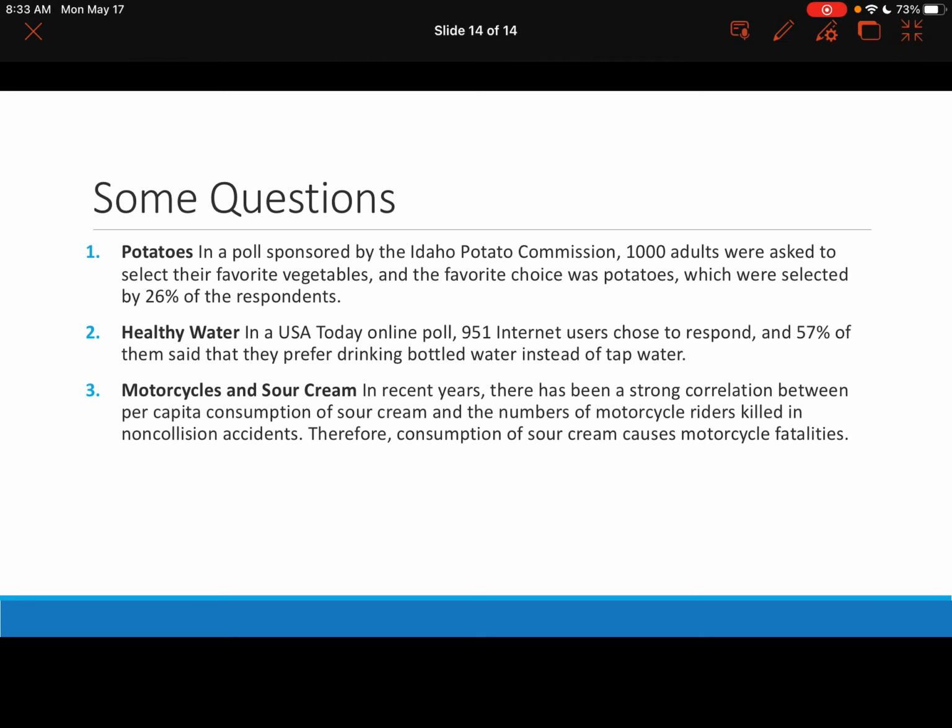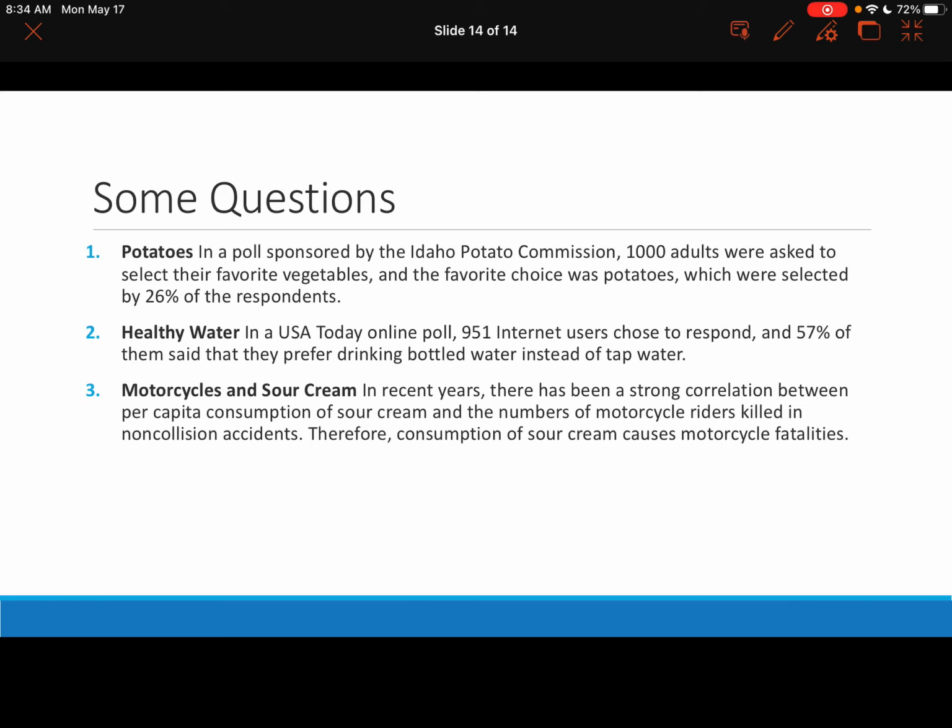The first one is the potato problem. In a poll sponsored by the Idaho Potato Commission, 1,000 adults were asked to select their favorite vegetables, and the favorite choice is potato. Do you trust this number, 26%, or do you trust that potato is the most popular vegetable or not? Maybe yes, but since this poll is sponsored by the Idaho Potato Commission, I don't really trust that. So the answer may be biased, right?